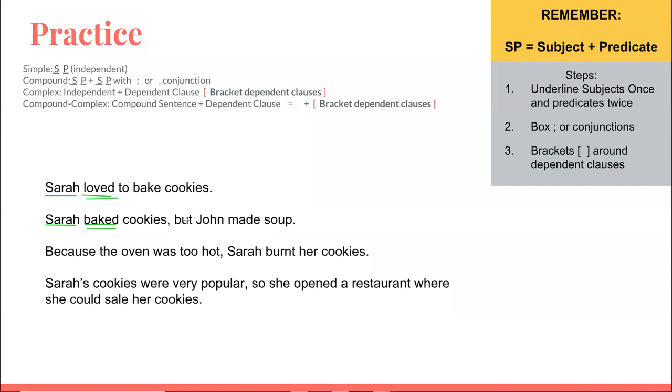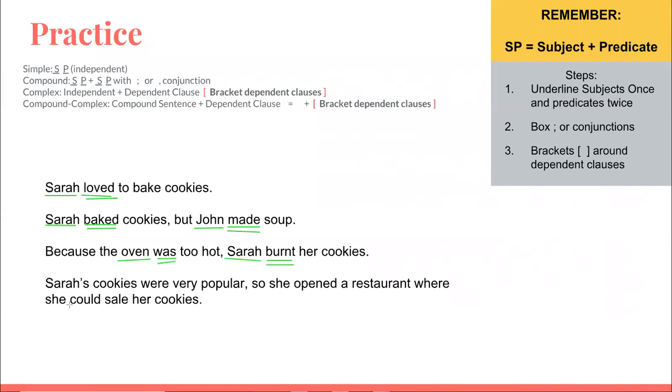Okay, that makes sense. But John made soup. So made is another predicate, and that's twice. Sorry about that. John is our subject. Who made the soup? John did. Was is a linking verb. And what was hot? The oven. So that's our subject. Sarah burned her cookies. So burned is a predicate or verb. Who burned the cookies? That would be Sarah. So we're going to underline that once.